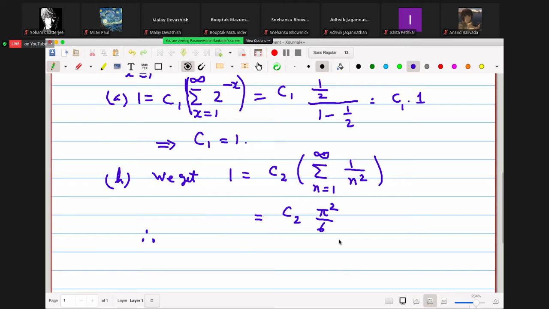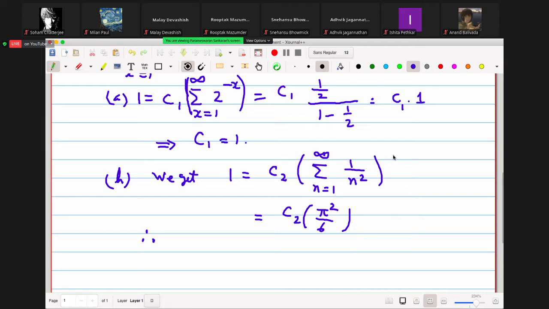How do we know zeta 2 equals pi square by 6? Yeah, that's not easy to prove. It requires some effort to prove it. You need to know a bit of analysis to do these things. I don't think there is a very elementary proof. Yeah, it's not easy.